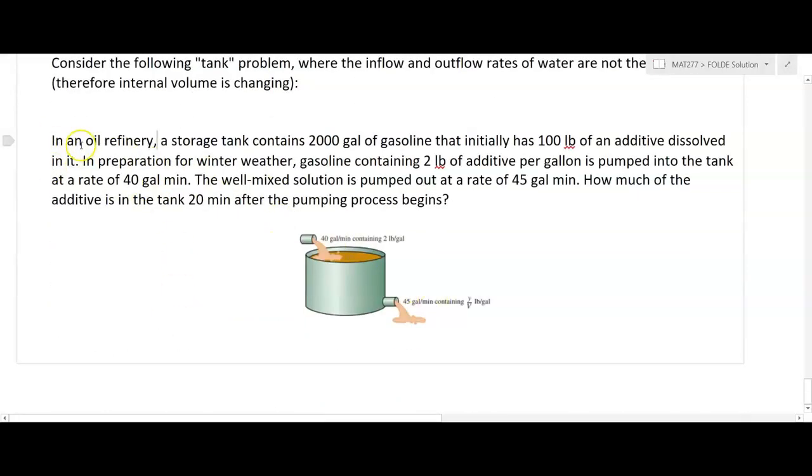Instead of using a tank, we'll say we have an oil refinery. A storage tank contains 2,000 gallons of gasoline that initially has 100 pounds of an additive dissolved in it. In preparation for winter weather, gasoline containing 2 pounds of additive per gallon is pumped into the tank at a rate of 40 gallons per minute. The well-mixed solution is pumped out at a rate of 45 gallons per minute. How much of the additive is in the tank 20 minutes after the pumping process begins?